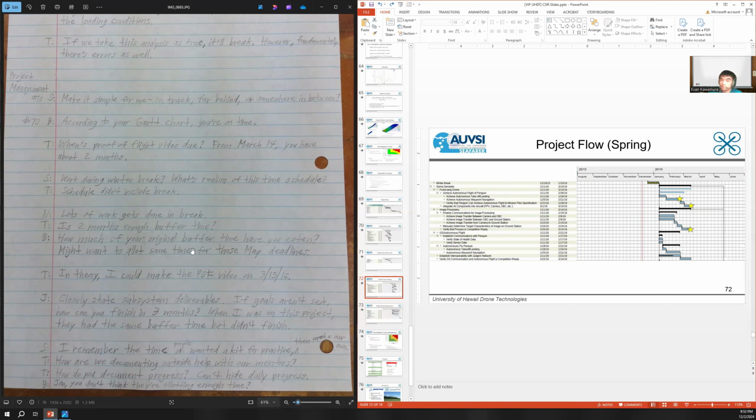For everyone making Gantt charts, this is another important thing I want to pause on. Your Gantt chart should always answer three questions. Number one, are you on schedule, which is the first question we got. Two, how much of your buffer time have you consumed or eaten? And three, if you're behind schedule, what's your plan to catch up? Maybe I'll make a Gantt chart video later on. In theory, you could make the proof of flight video on March 15th, and that would be the earliest.